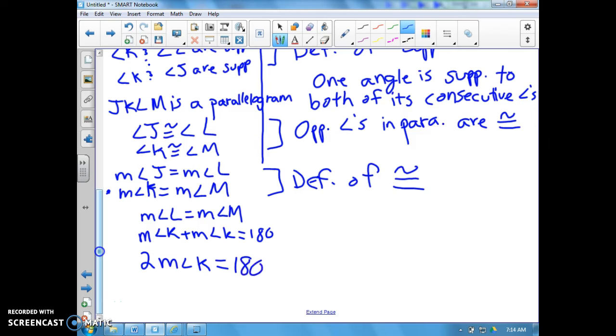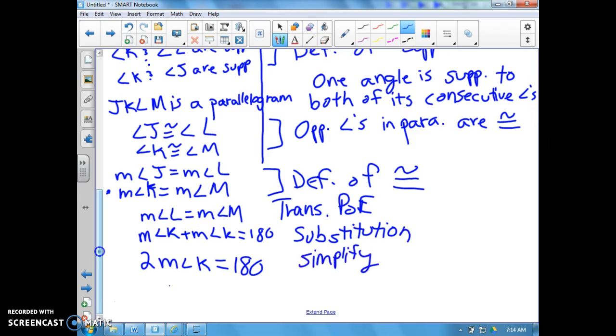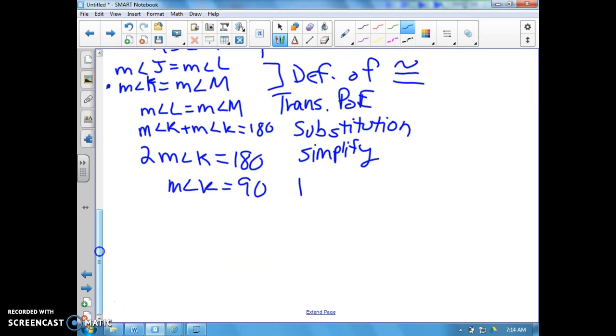Oh, I probably should put in reasons, shouldn't I? This is transitive property of equality, and this guy is substitution. Simplify. Therefore, measure of angle K equals 90 by division.